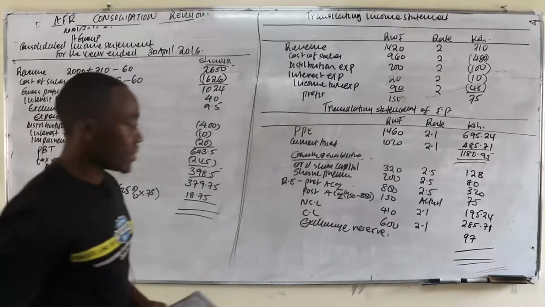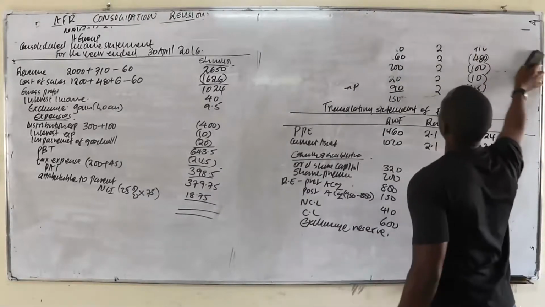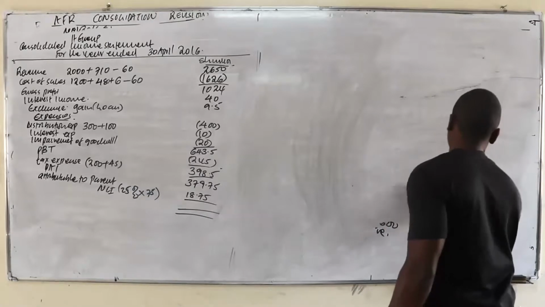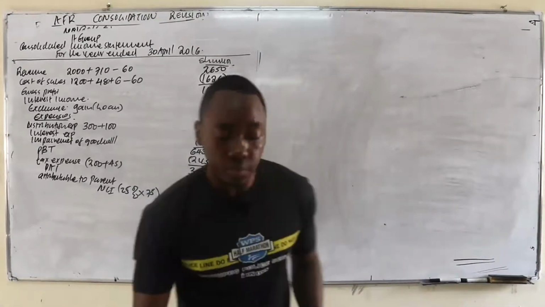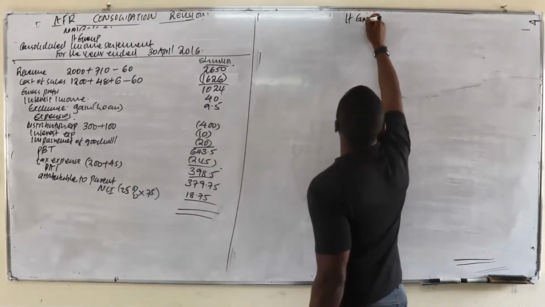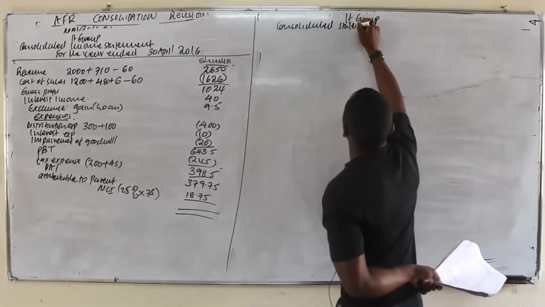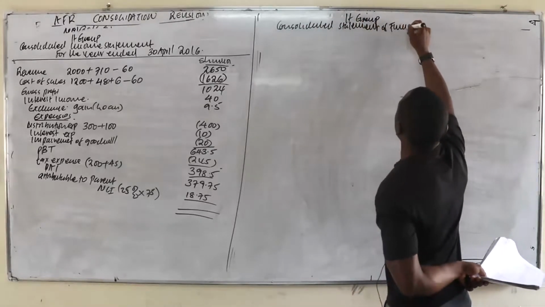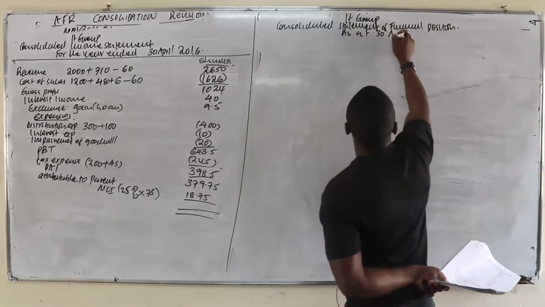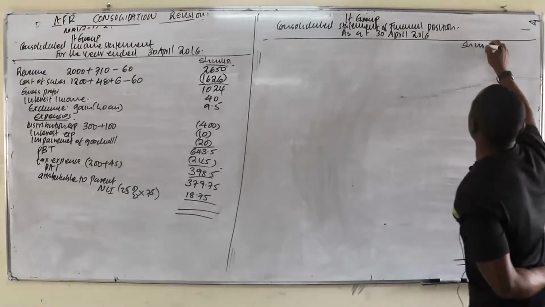Good. So now let's present the balance sheet. H Group, consolidated statement of financial position as at 30th April 2016. Our shillings are in millions.